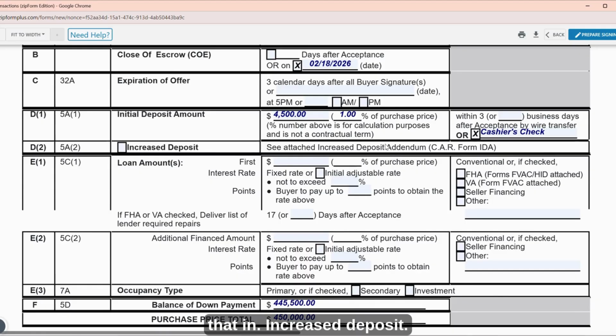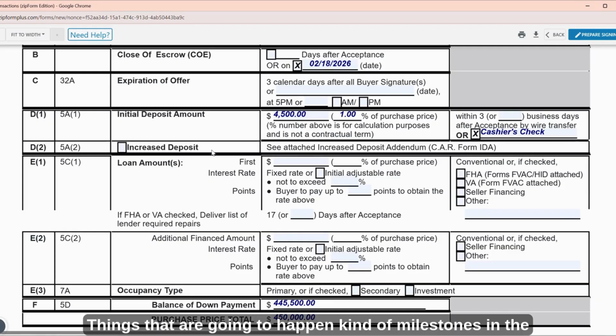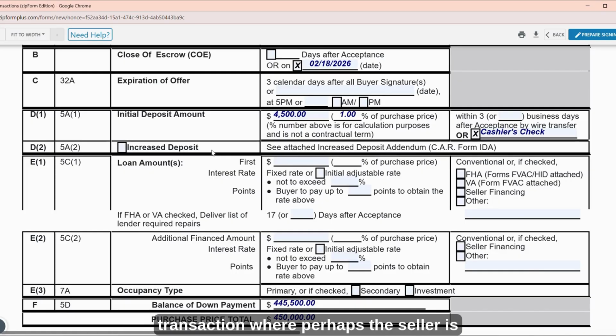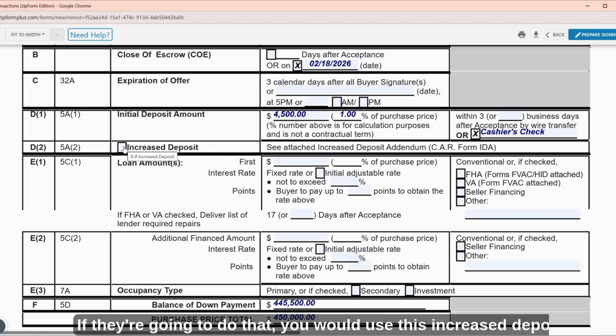Increased deposit. You rarely see increased deposits except when, usually, these are tied to things that are going to happen, kind of milestones in the transaction where perhaps the seller is going to do something to the property at a certain point, kind of irreversible. They're going to want to see that the buyer's really locked in and is buying this property. If they're going to do that, you would use this increased deposit.